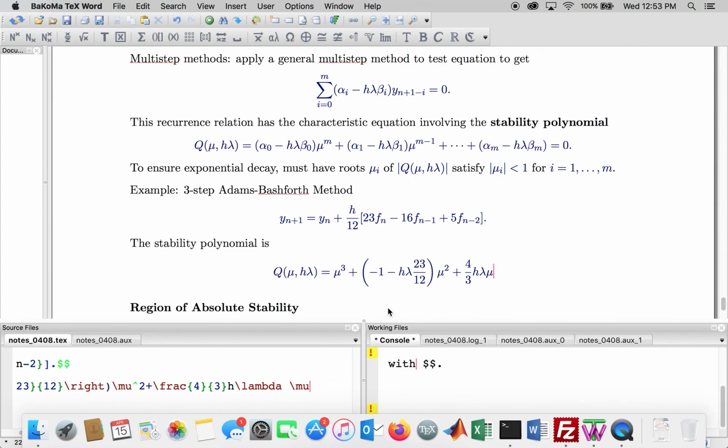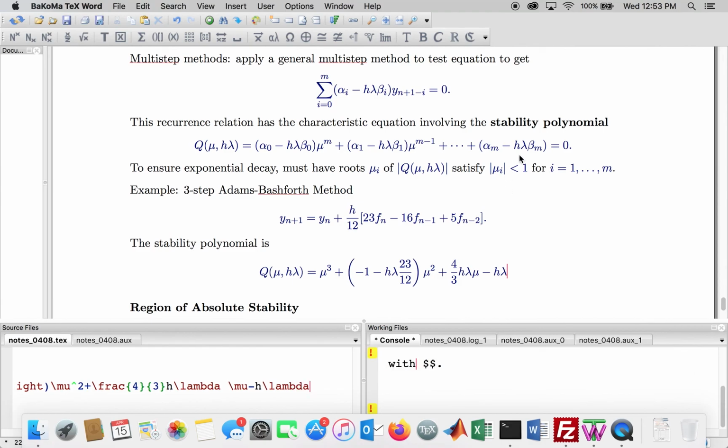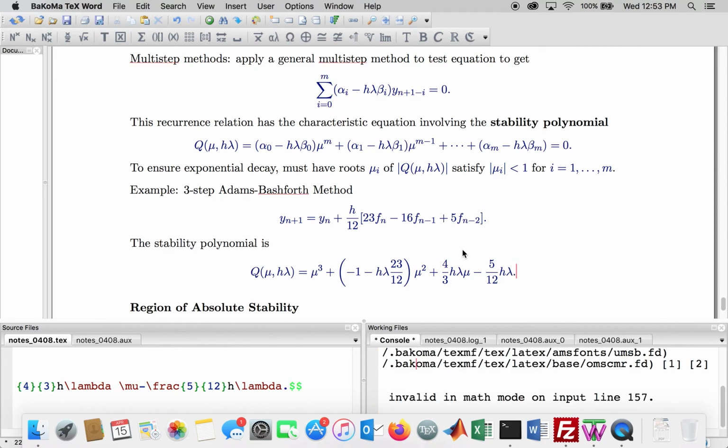And then for the constant term, I have, well, alpha 3 is 0, so I have minus h lambda times beta 3, which is 5/12. So I'll put that right here. And that's the constant term, so I have nothing else. And so that's the entire function, the stability polynomial. That's of degree 3 because it's a 3-step method.